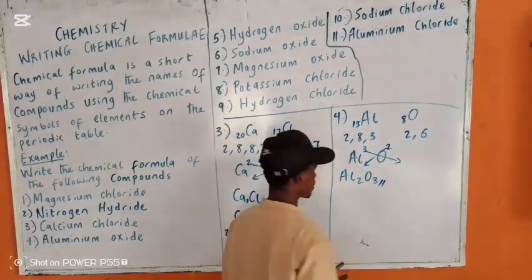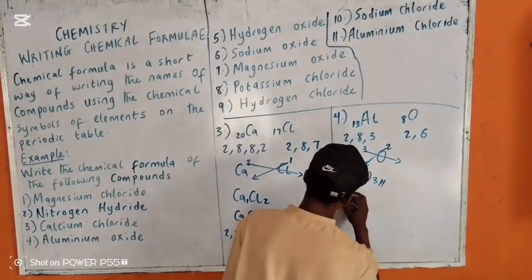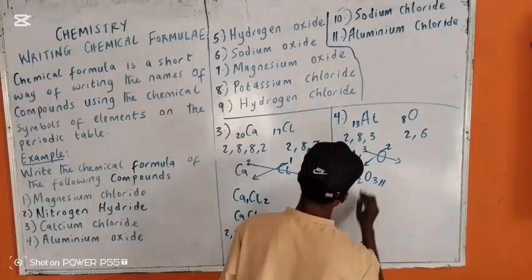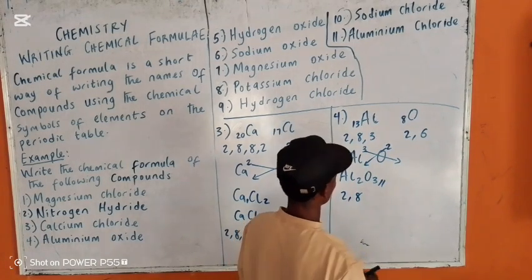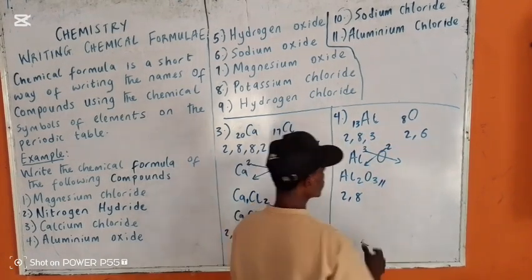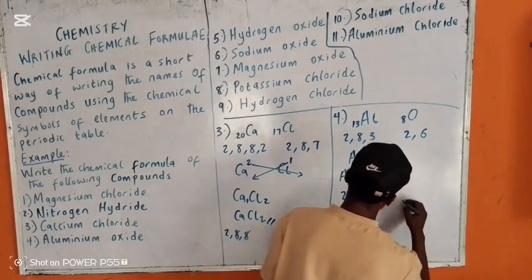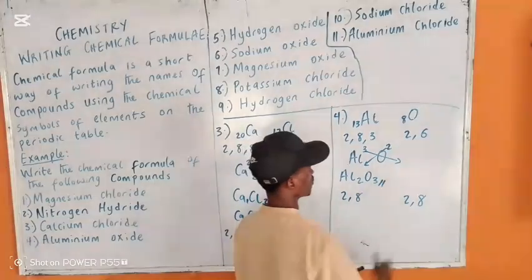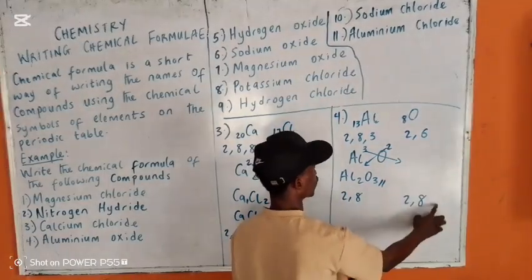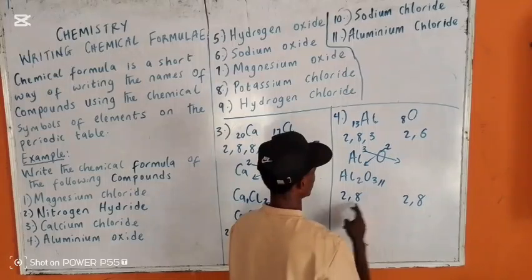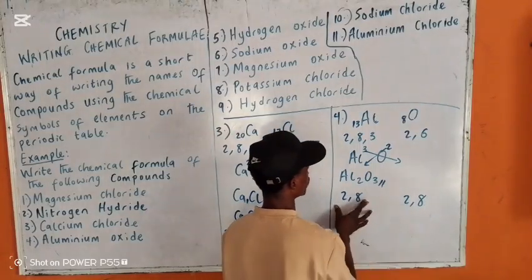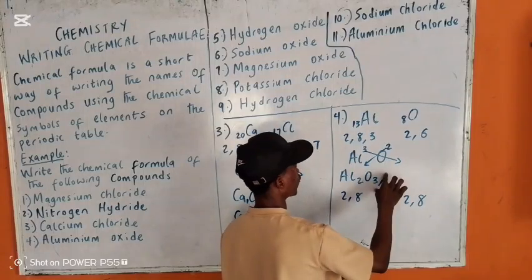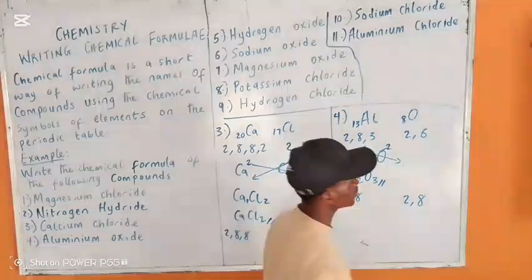If you notice here, what happened here? When this 3 goes to oxygen, we now have 2, 8 for aluminium, which is now stable. For oxygen, we have 2, 8 also. If we gain 2, now have 2, 8. So if this one loses the 3, now have 2, 8. So it is now stable. So this is the chemical formula for aluminium oxide.